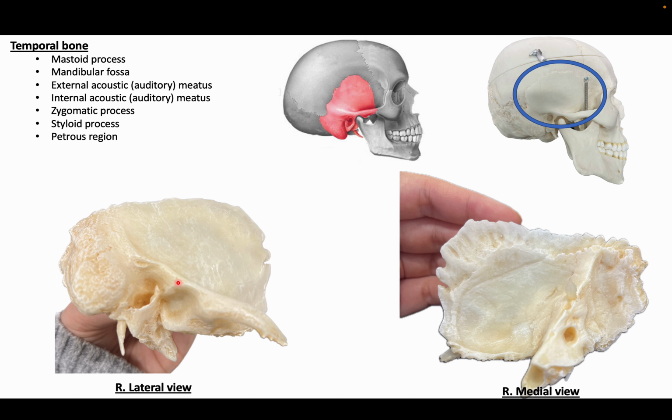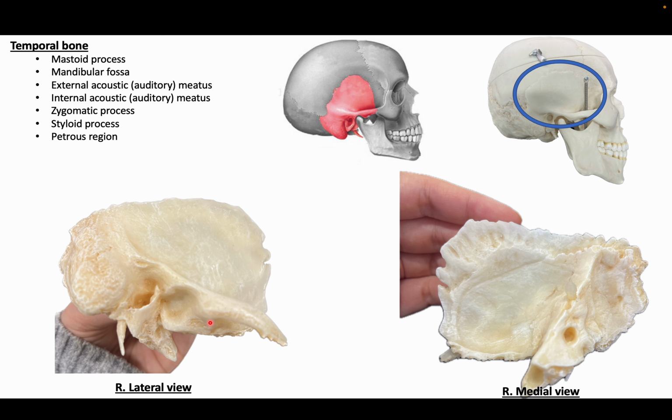You can take the bone out, so this would be a disarticulated temporal bone. This is what it looks like if you remove it from the head. Now, from the medial view, which is looking from the midline in, this would still be the right temporal bone, but you're looking at it from the middle part outwards. So let's start with the lateral view first of the right temporal bone.